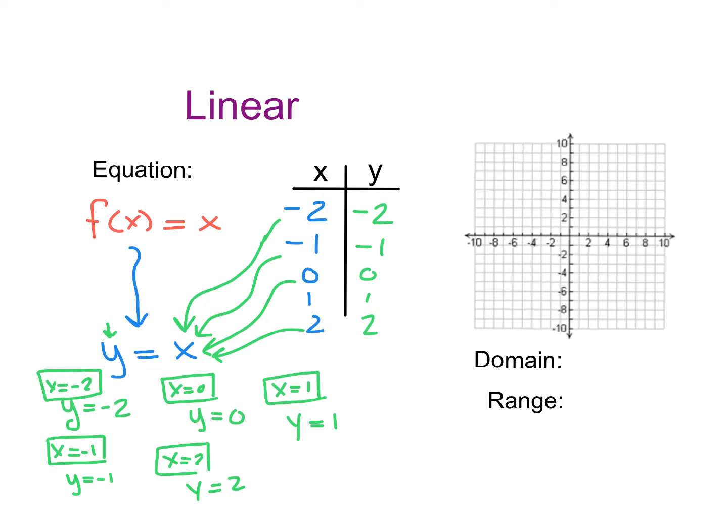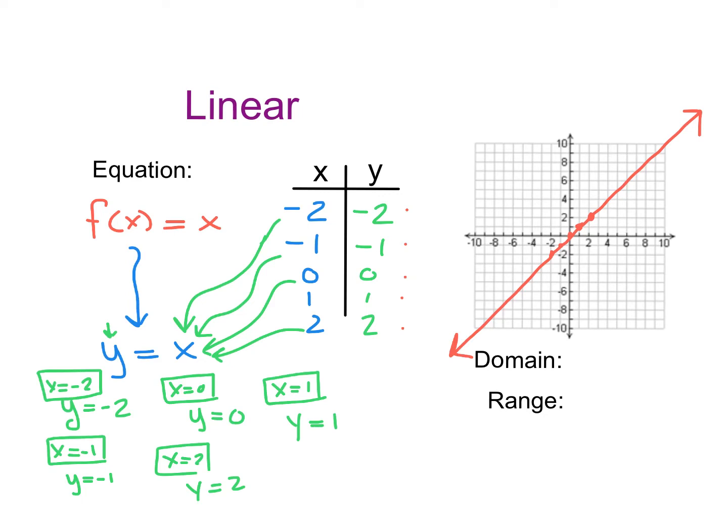So now we can go through and we can actually plot this graph. So we have x is -2, y is -2, x is -1, y is -1, x is 0, y is 0, x is 1, y is 1, and x is 2, y is 2. So we can see that this is forming a diagonal line, and if we connect those dots and draw the points all the way through, fully extend that line, we can see that we have a diagonal line where every single pair has x and y matching. So when x is a number, y is that same number. So that's our linear parent function.